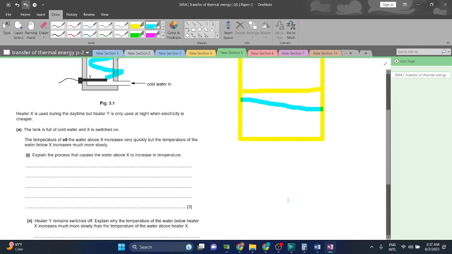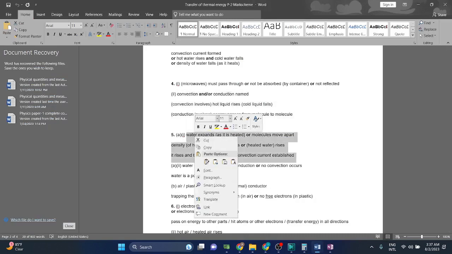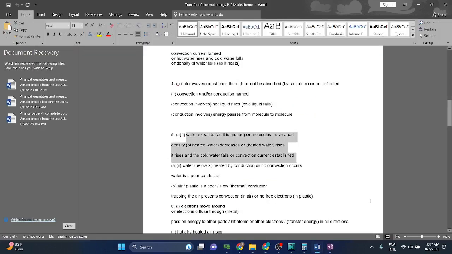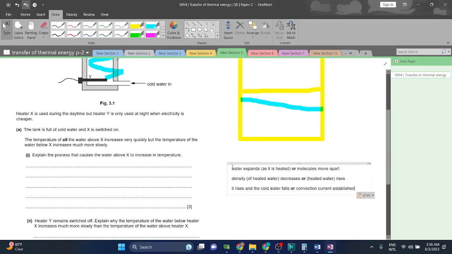Let's move ahead, but first let's expand on what a convection current is. Which question is this? Question 5, let's see. Let's read the answer too. Water expands as its molecules move apart. Density of heated water decreases, so heated water will rise. It rises and cold water falls, so a convection current is established.